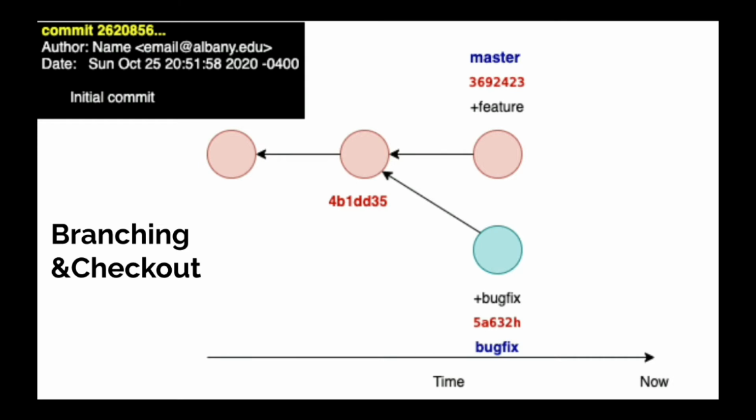And so that makes every snapshot have its own unique ID that it can be referred to. And then all these have the name of the person who committed it, and then the date and the message.